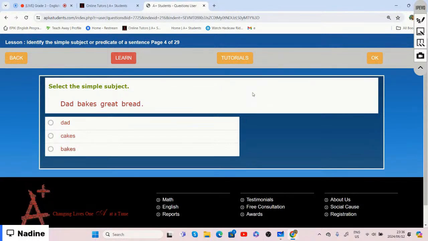We need to select the simple subject within the sentence. It is, Dad bakes great bread. We need to select the simple subject of that sentence. Is it dad? Is it cakes or is it bakes? We need to select the simple subject that tells us either who is doing something or what is doing something. Only the noun or the pronoun.